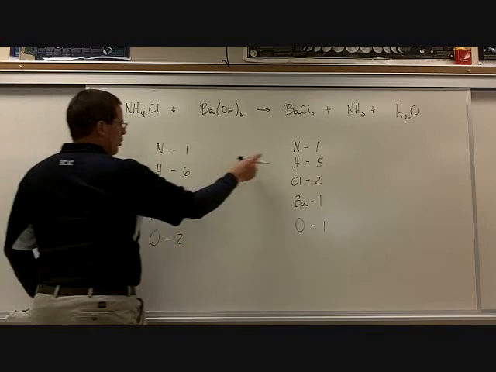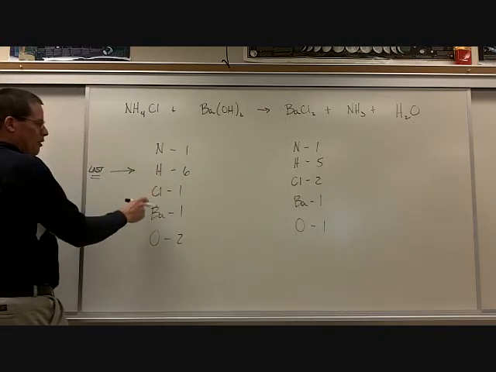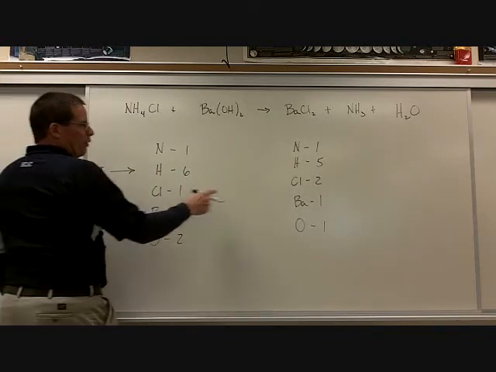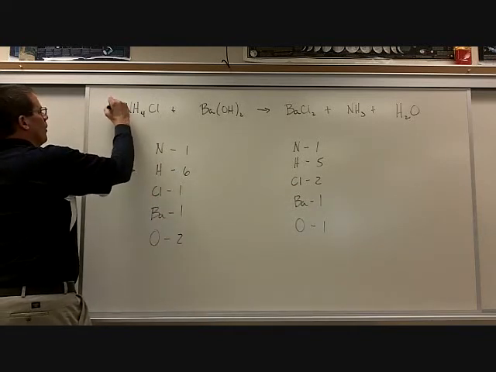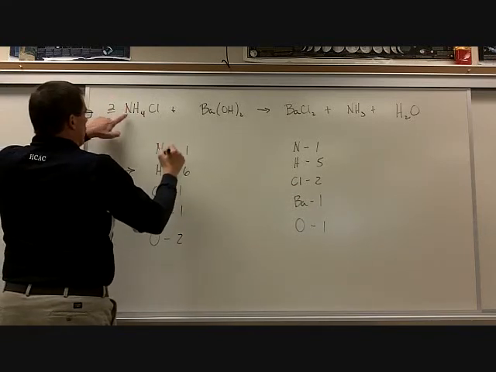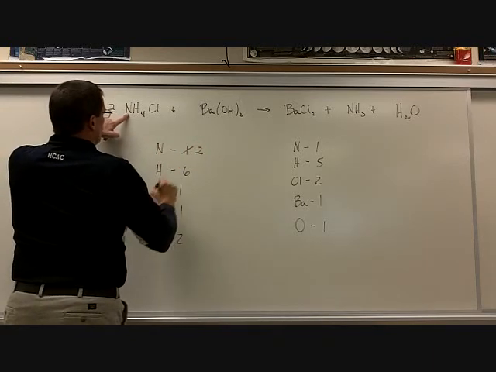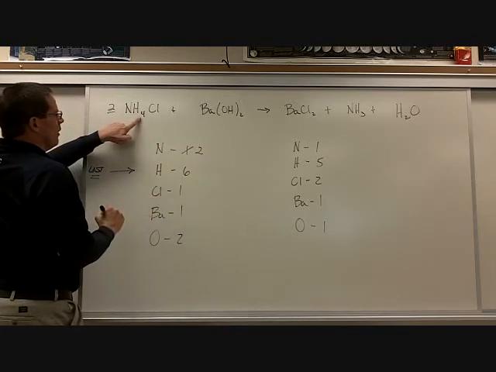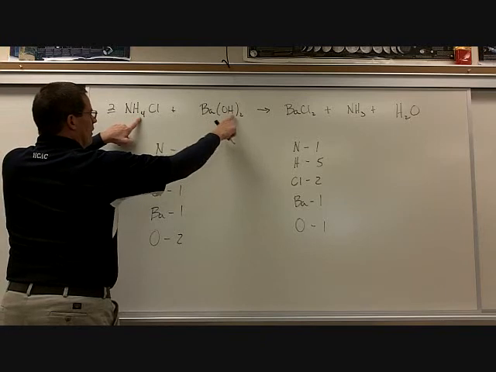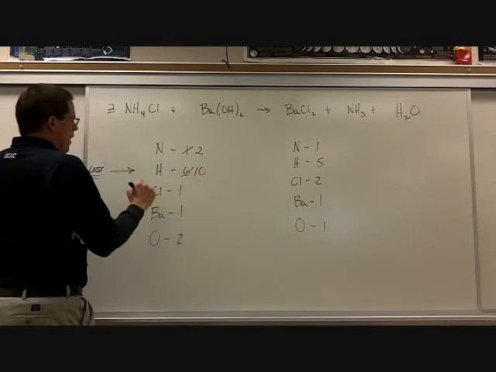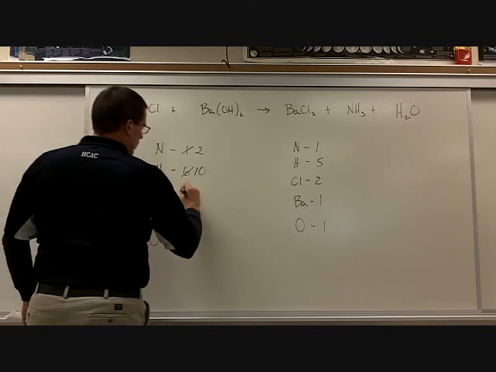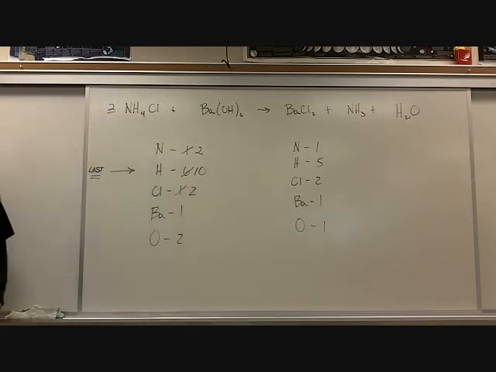So nitrogen looks good. Let's not mess with that. Skip the hydrogen. Go to the chlorine. We have 2 chlorines here, 1 chlorine here. How can we get 2 over here? Put a 2 there. So now that changes my nitrogen to 2. How many hydrogen do I now have? 10. Good. And how many chlorines do I now have? 2.